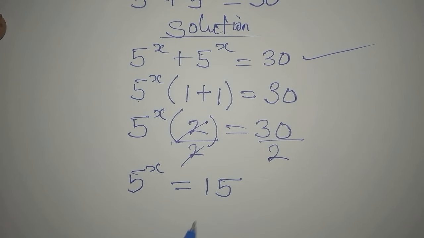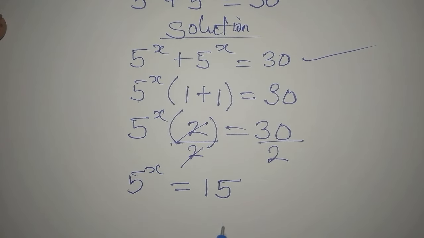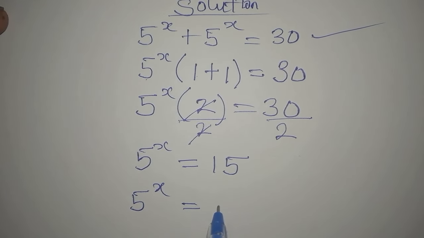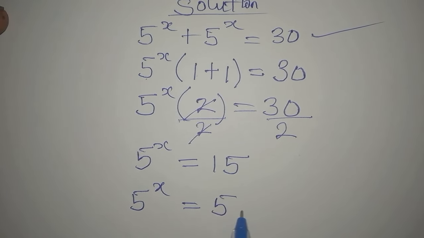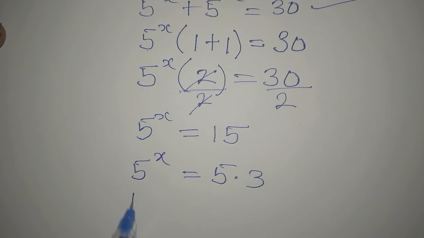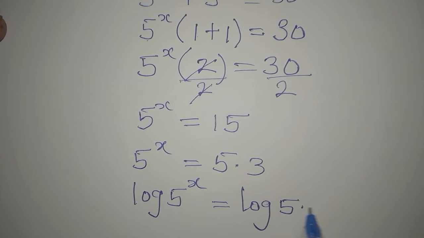Now we cannot write 15 in the base of 5. This is because 15 here is 5 multiplied by 3. Okay, so we can write this in index form. So we'll now take log of both sides. Log of 5 to the power of x will be equal to the log of 5 times 3.